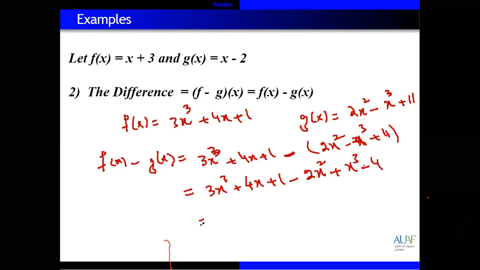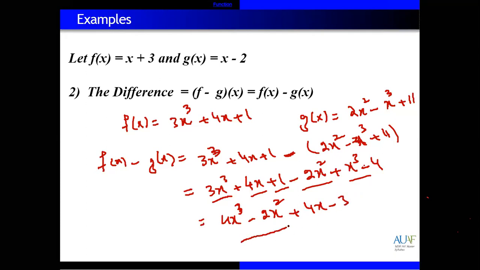Now you can simplify. You can add like terms: 3x cube with x cube equal to 4x cube. Then we have minus 2x square, only one square term, so write down minus 2x square. Then we have 4x, no other value like x power 1, so we have 4x. Last one, plus 1 minus 11, equals minus 10. That is how we can subtract two functions.